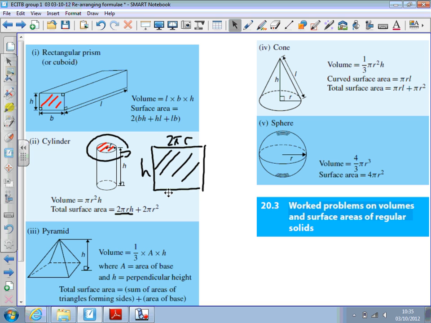Similar arguments can be talked about to do with these others. A pyramid, volume a third times the area of the base times the height, being the perpendicular height, so you might need to use Pythagoras to find that perpendicular height. The total surface area is the sum of the areas of the triangles forming the sides plus the area of the base. And similarly for the cone, volume is a third pi r squared h, but again the surface area is made up of the side plus the bottom, and so on.